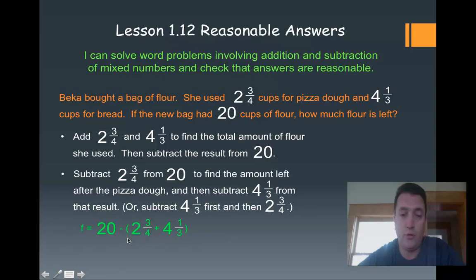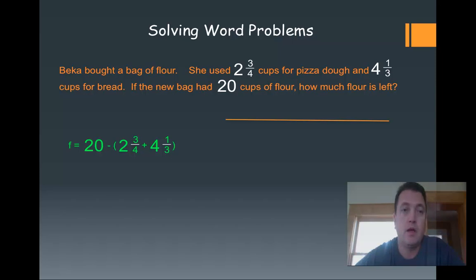So F equals 20 minus (2 3/4 plus 4 1/3). I would add this first and subtract it from 20. Or I could just do the second way we talked about. F equals 20 minus 2 3/4 minus 4 1/3. All right. So let's take a look at this. I'm going to use the first one. That's the method I prefer. You can use whichever one you like.